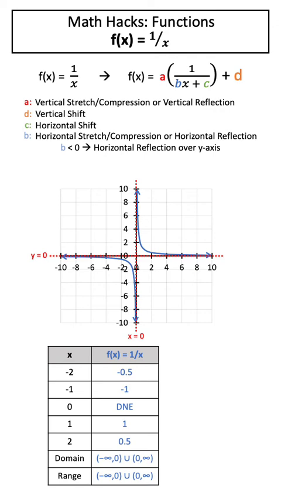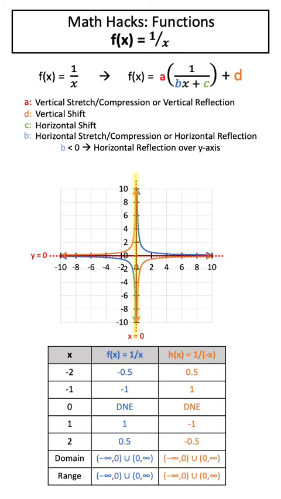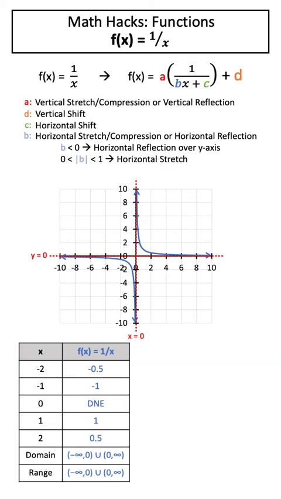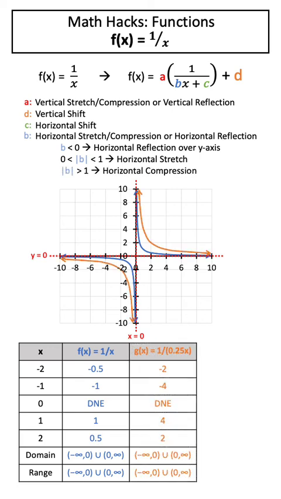If b is less than 0, this will reflect our function over the y-axis. If the absolute value of b is between 0 and 1, this will horizontally stretch our function, whereas if the absolute value of b is greater than 1, this will horizontally compress our function.